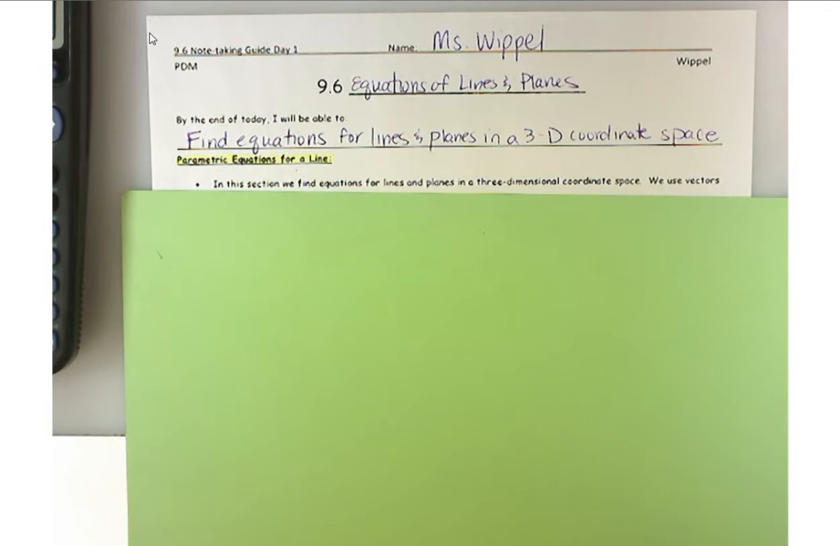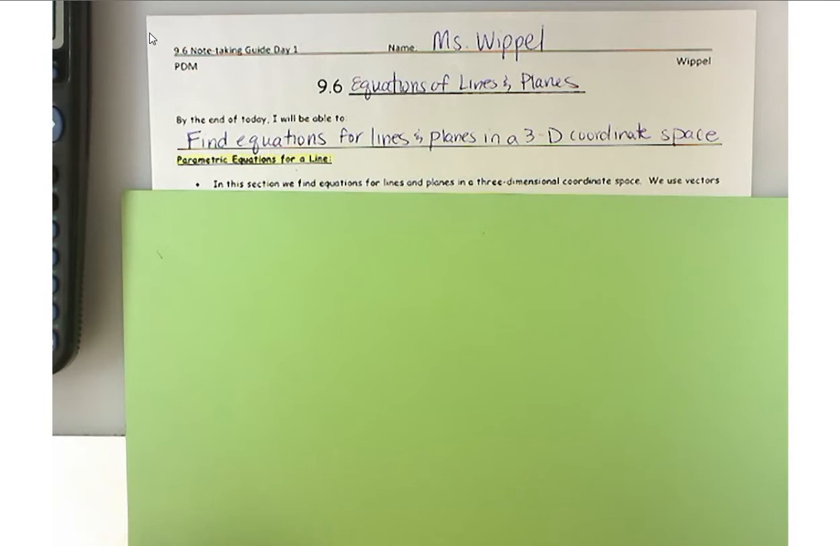So today 9.6 is equations of lines and planes. And we're going to find equations for lines and planes in a 3D coordinate space. So the parametric equations for a line, do you guys remember that we found parametric equations in chapter 8? We used the parametric mode on our calculator. Do you guys remember what the input was for both of the equations, x equals and y equals? What was the variable? T.